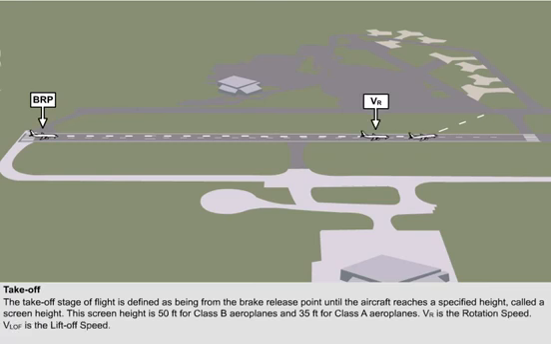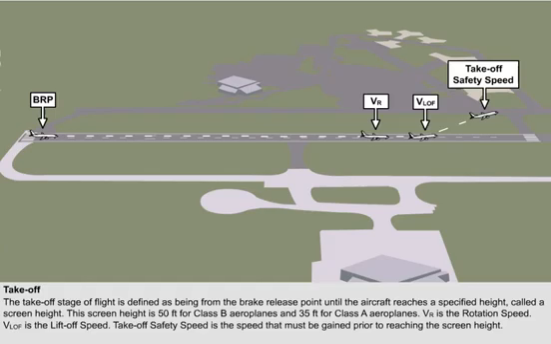This procedure is called rotation, and it is initiated at an indicated airspeed, which is called VR. From rotation, the aeroplane pitch attitude will increase, and eventually the main wheels will lift off the runway. The speed at which they do so is called VLOF. After this point, the aeroplane starts its initial climb, and eventually will reach the screen height. However, a specific speed needs to be gained before the screen height. This speed is called the takeoff safety speed.